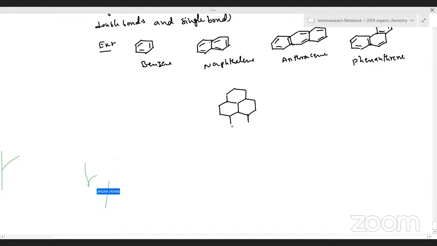Please, Aisha, please stop the annotation. Please stop your annotation.